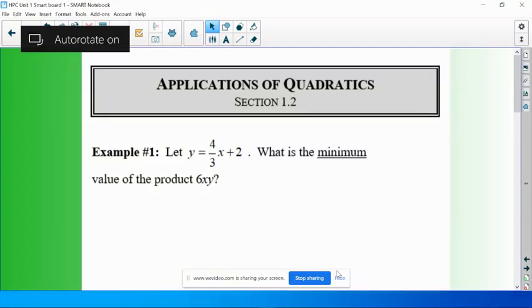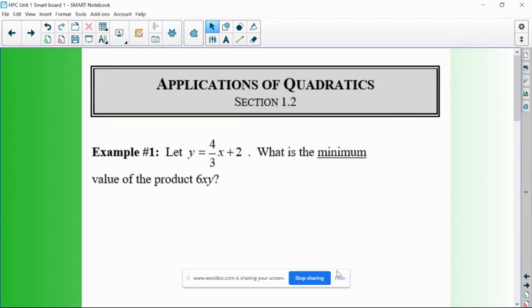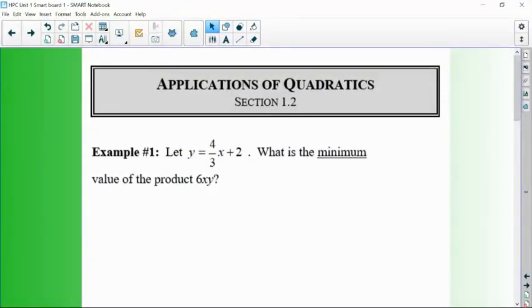So, one of the things we want to look at in this class are some applications of quadratics. There are a couple different types, or characteristic questions, that you should be prepared for in this particular class. One of them is question one, example one here, where it says, suppose you have some function, in this case just a linear function.